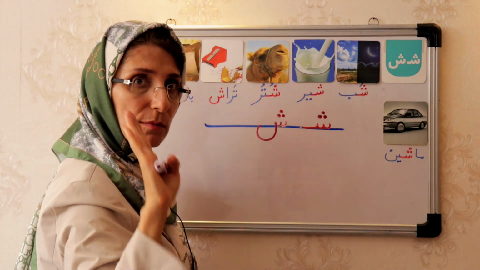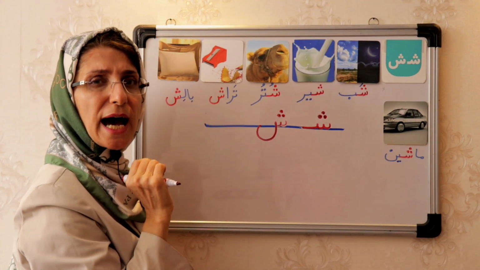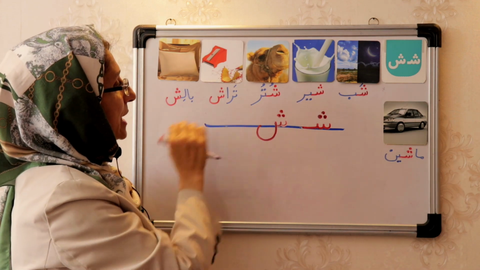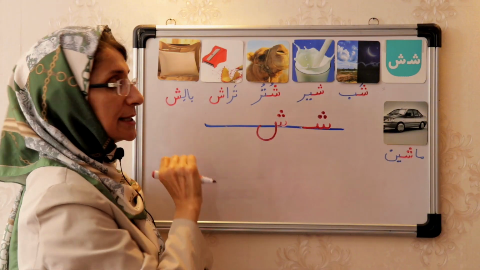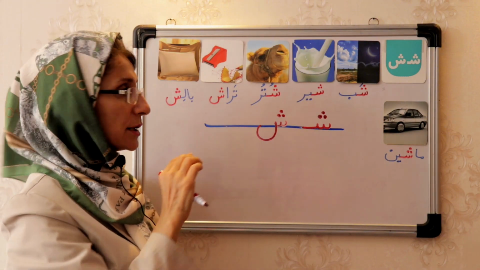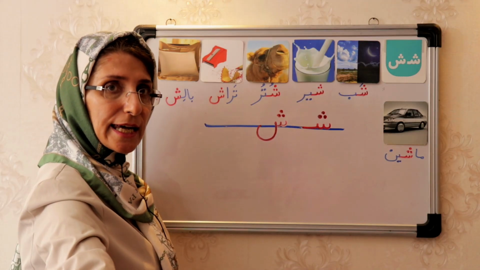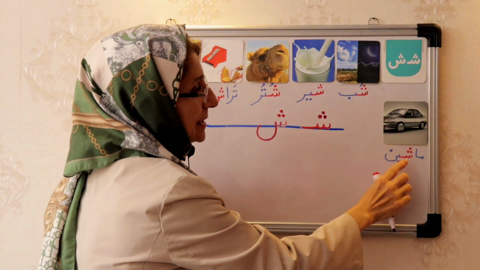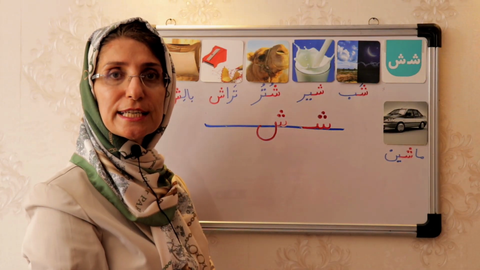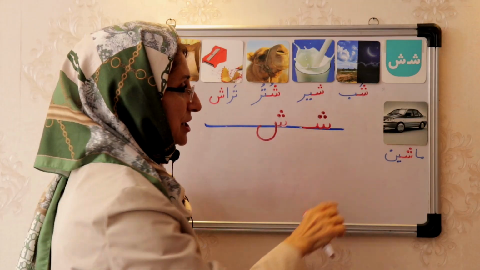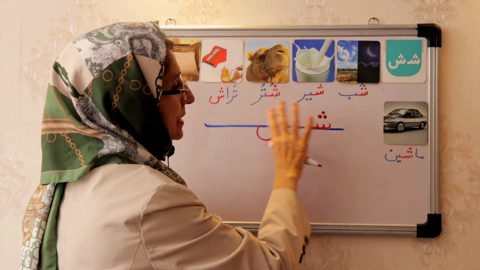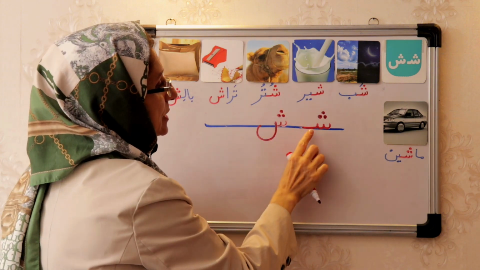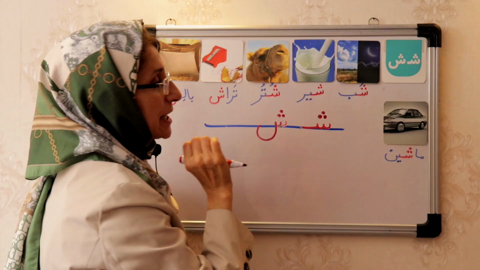It can come alone like the word تراش, sharpener, you see, ش آخر, or in the word بالش, pillow. You see, it takes the hands of the ل sound that I will teach you in the ل sound. And in the middle, you see, machine. You see, different kinds of coming of sh sound in Persian. ش غیر آخر، ش آخر.